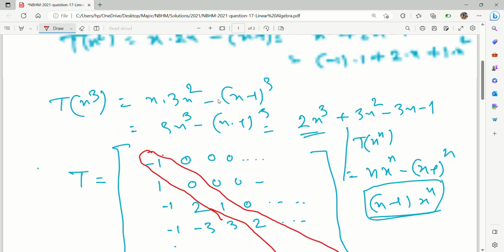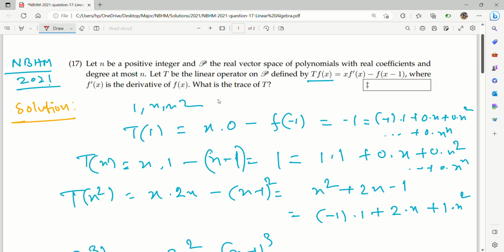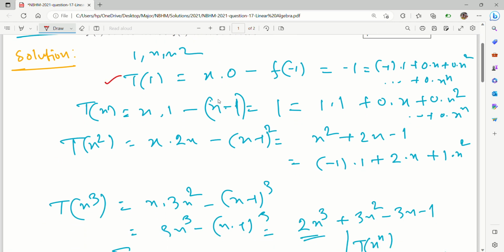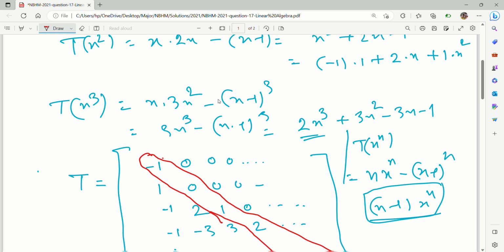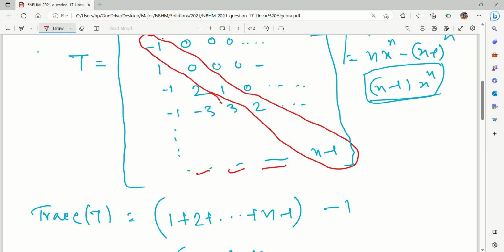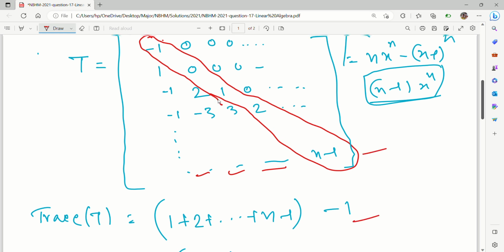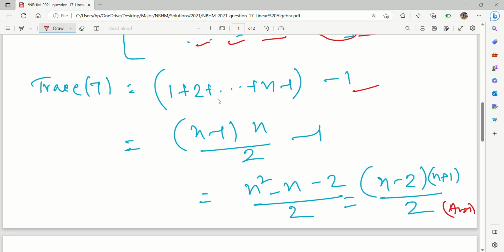Alright, so what we have done in this problem: given the transformation T of f(x) equal to x times f'(x) minus f(x) minus 1, initially we saw how the transformation acts on 1, x and x squared, and from there we found a pattern in the entries of the matrix, especially the diagonal entries. Then we found the sum of these diagonal elements, which is nothing but the trace of the corresponding matrix. So this is the correct answer for this problem.